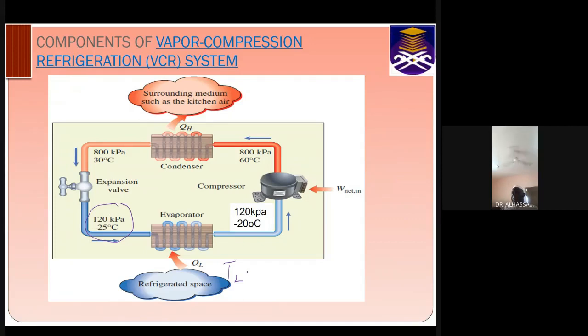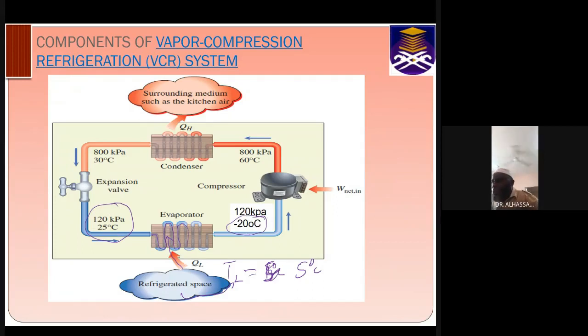Assuming the temperature in the refrigeration space is, let's say, 5 degrees Celsius. Now, when this working fluid enters the coil, because it is at a very low temperature, it is going to absorb heat from this hot refrigeration space. So its temperature is going to be elevated. Here we have an increase in temperature from minus 25 to minus 20.